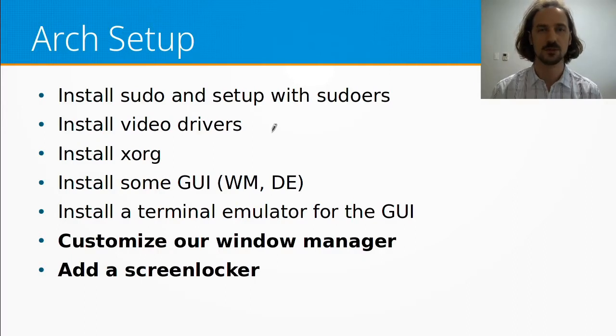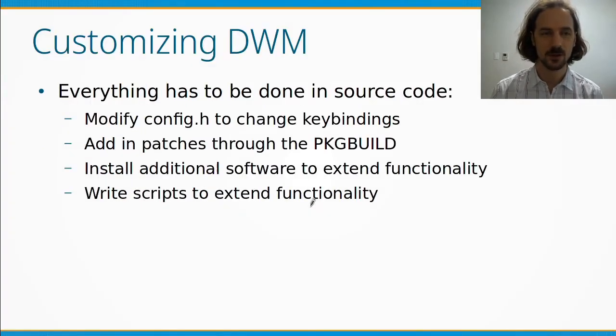Now, in previous episodes we already installed Arch Linux on a virtual machine and installed the most important components for the graphical user interface. Today we are going to be customizing this interface and adding a screen locker to our system. When it comes to DWM, we have to do all the customization in the source code and recompile it. For example, to change the key bindings, you have to modify this config.h.